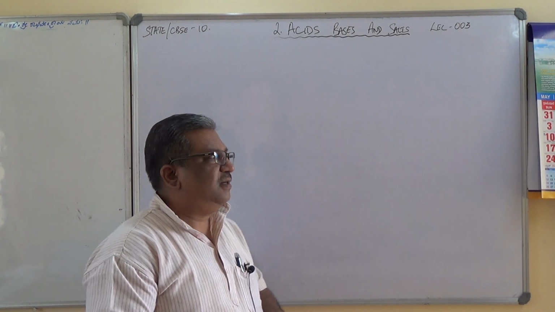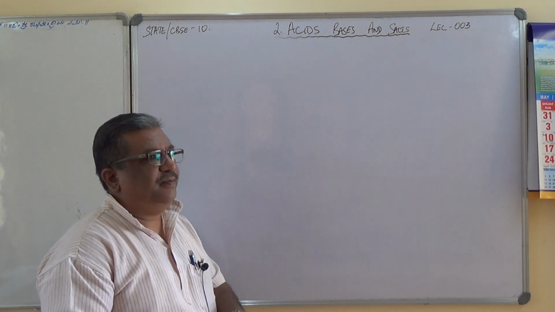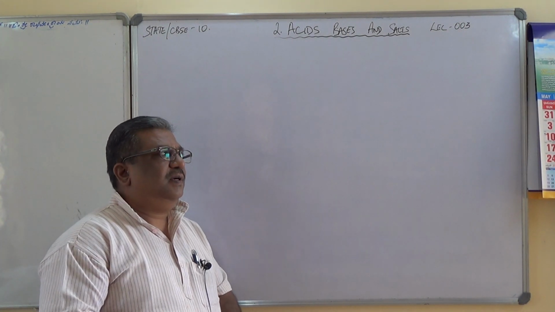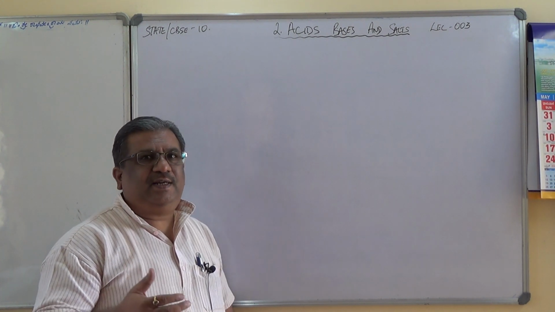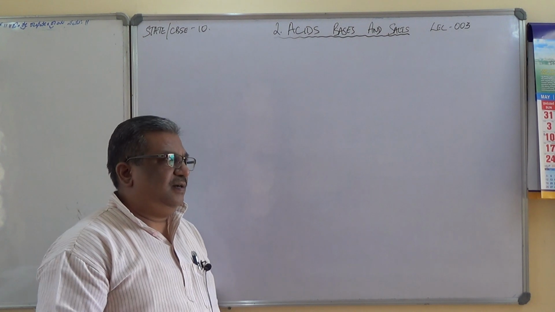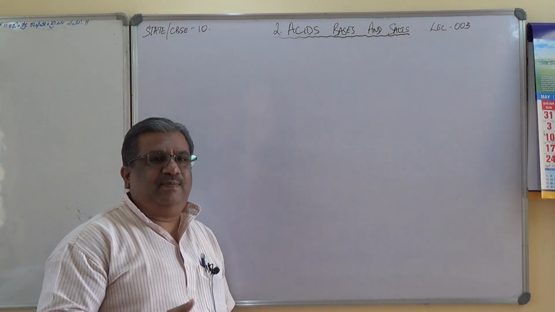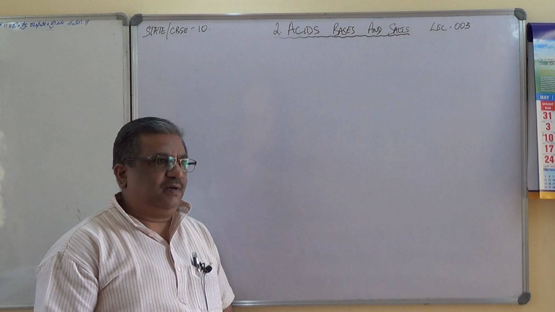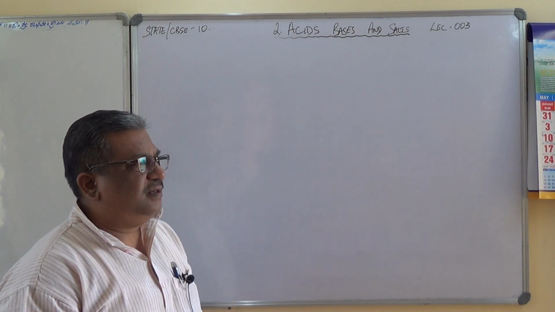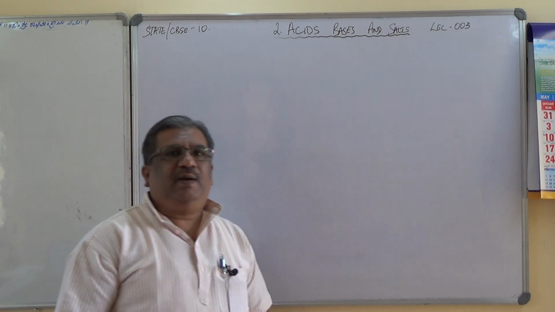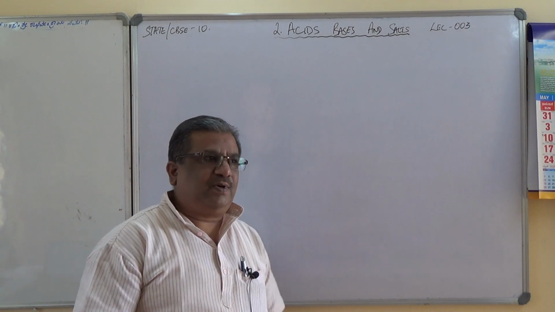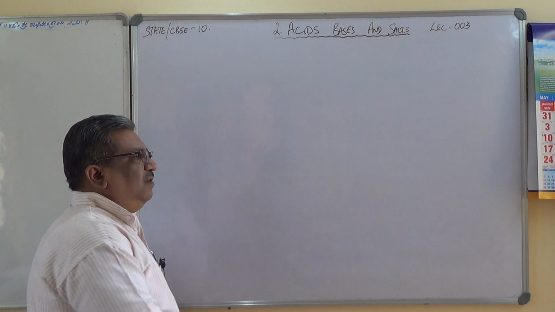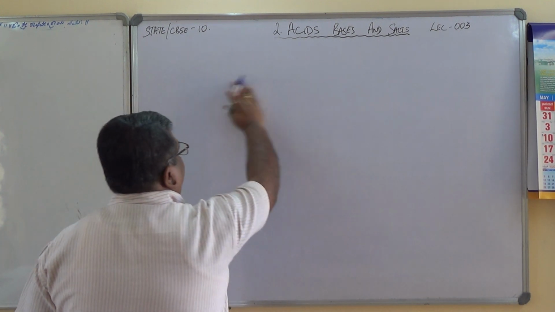Let us continue lecture number 3, acids, bases and salts. Last time we saw what happens to acids and bases when they come into contact with water. Acids release H plus ions and bases release hydroxide ions, OH minus ions. This is what we have studied. Now we will study the dilution process.